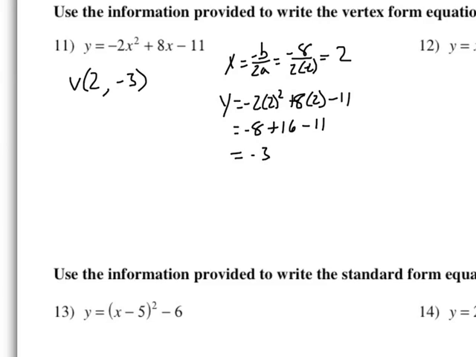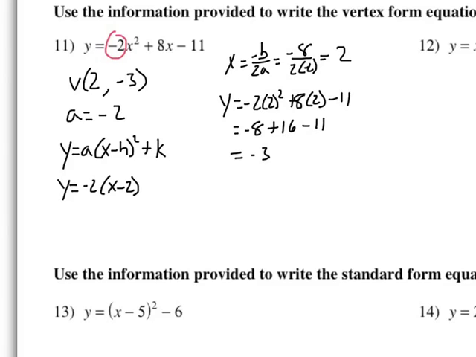What's our a value? The a value is negative 2. That just comes right from the equation. And so therefore, vertex form is y equals a times x minus h quantity squared plus k. So all we need to do is plug in our vertex, plug in the value of a, and we have our equation. Y equals negative 2 times x minus 2 quantity squared minus 3. That's the answer. That's the equation written in vertex form.